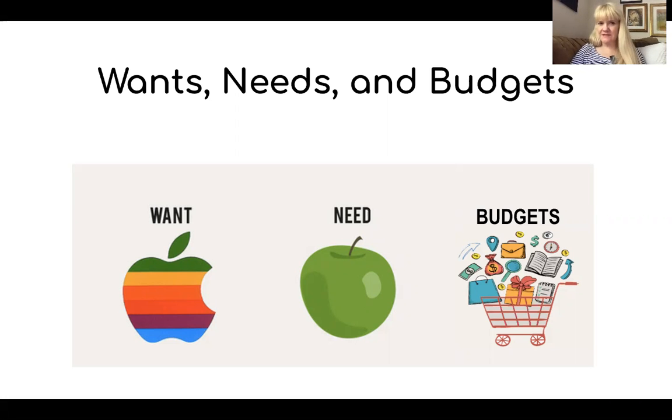So last week we talked about wants and needs, but we didn't talk about them specifically regarding budgets. So this week we're going to put wants and needs together with budgets. We talked a lot about budgeting earlier in the year when we were still together in school. And this week we're going to talk more about wants and needs and how that relates to budgeting our money, or deciding how we spend our money.